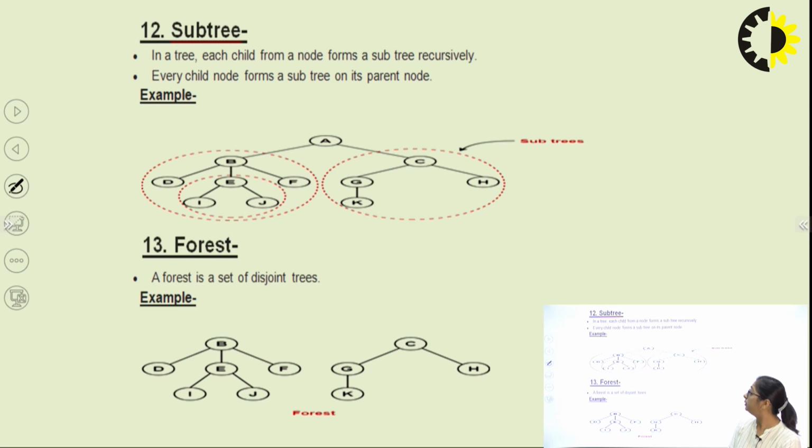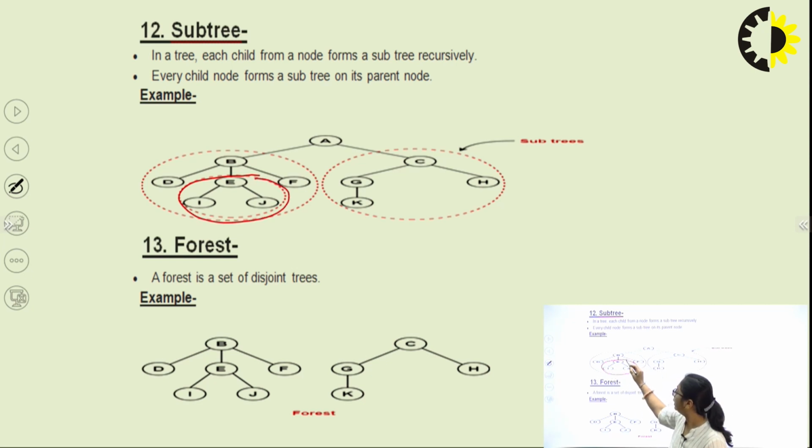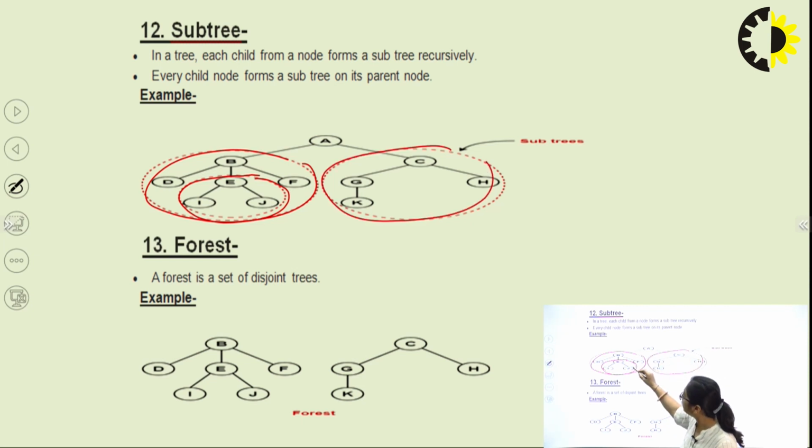So, next terminology is the subtree. What is a subtree and how to find the subtree? In a tree, each child from a node forms a subtree recursively. How do we say that this is recursive in nature? Because you can see here, this is a small subtree and this is also a subtree and this is also a subtree. So, from that subtree, you will move to that subtree.